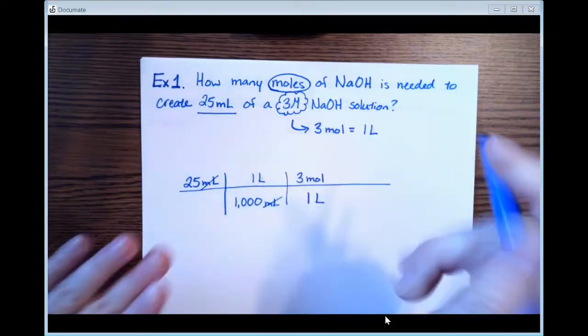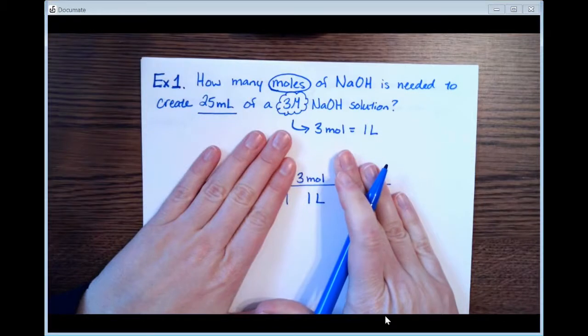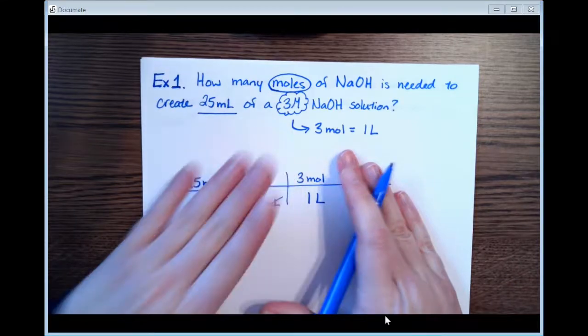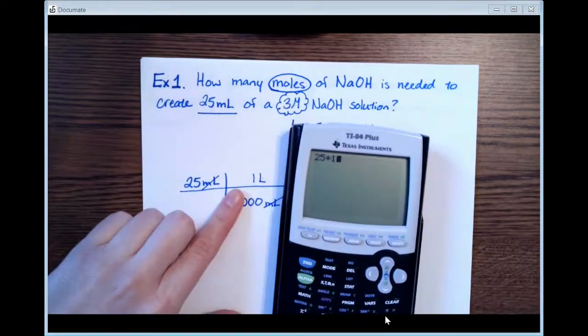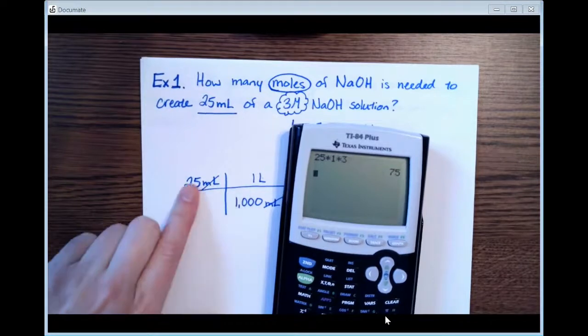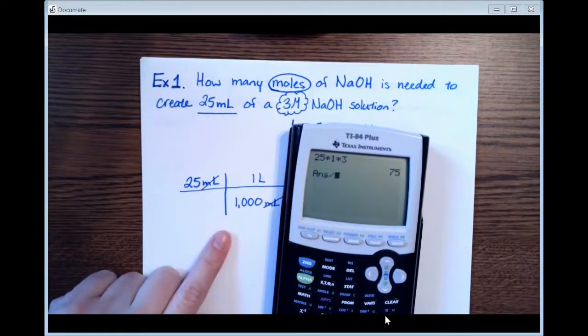Okay, so this right here, that is where my molarity is coming into play. And that's how I'm having that conversion factor, one over the other. So I'm going to go ahead and plug these values into my calculator. I'm going to have 25 times 1, which doesn't really make a difference, and then times 3, because we multiply across the top. And then we divide by what's on the bottom. So divide by 1,000, divide by 1.